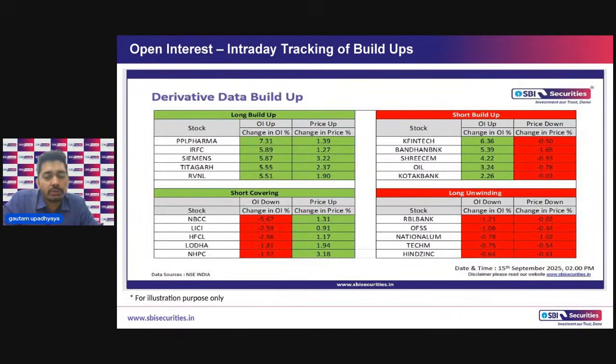Stocks where long build-up is taking place along with the OI change, where there is short build-up, short covering, long unwinding. For all the four parameters of OI data, we share this data two times in the day, one at approximately 11:30 and the other at around 2 o'clock in the afternoon. It's shared on our Telegram channel. You can make use of this data to identify stocks. If you are using any software, this data should be available to you as well.